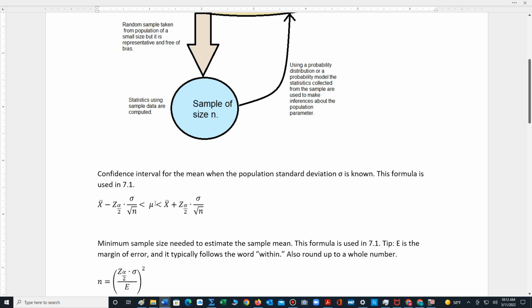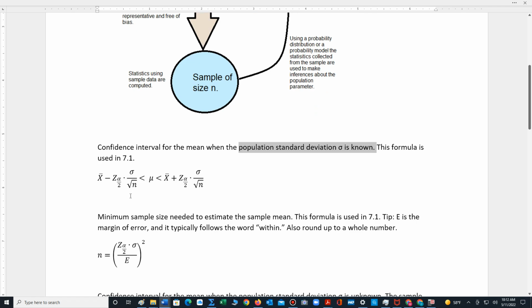So one formula is to estimate the population mean when the population standard deviation sigma is known. In this scenario, we have our sample mean x bar, and we're adding and subtracting the margin of error. The margin of error is defined as z, these are your z values, sub alpha over 2 times sigma over radical n. We're adding and subtracting that quantity to the sample mean.